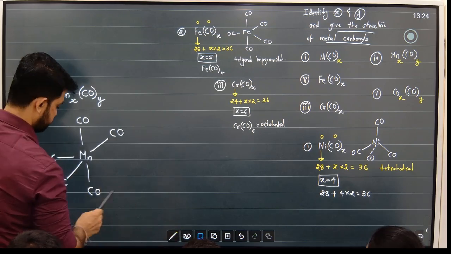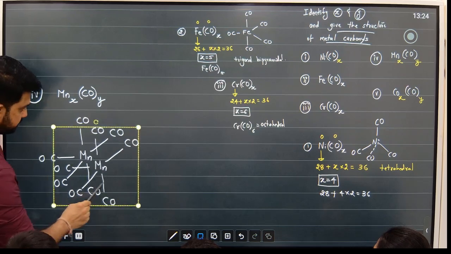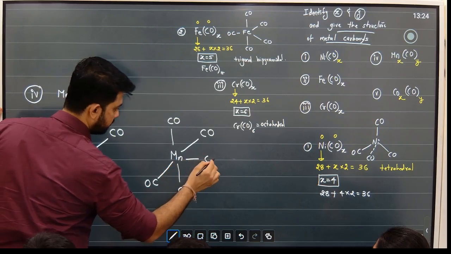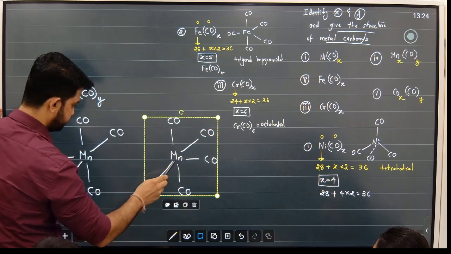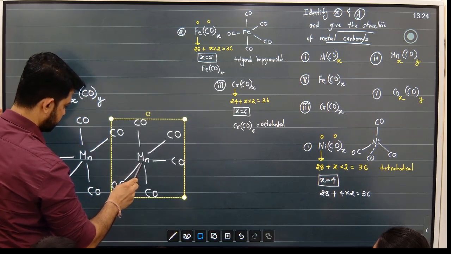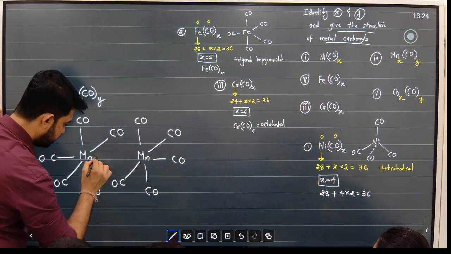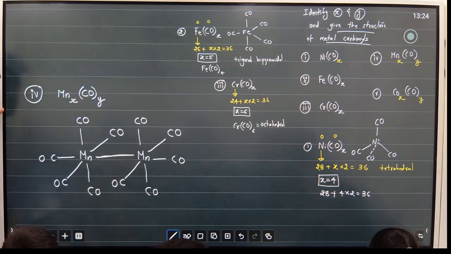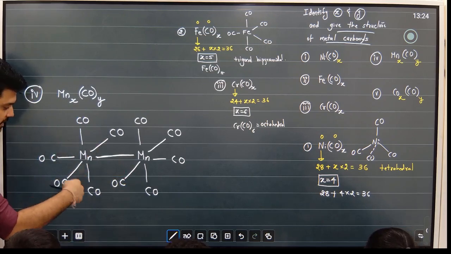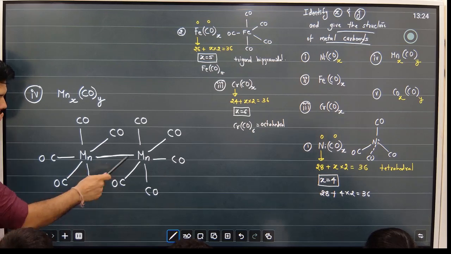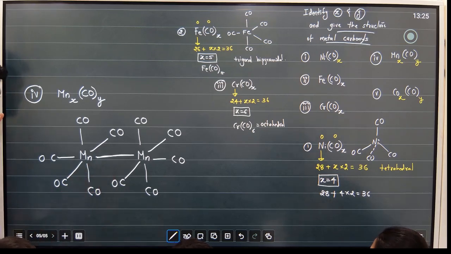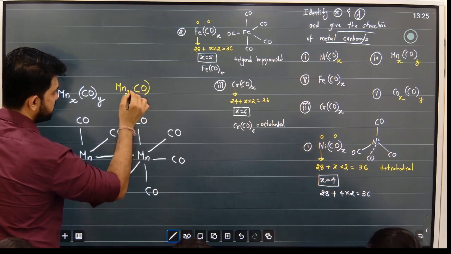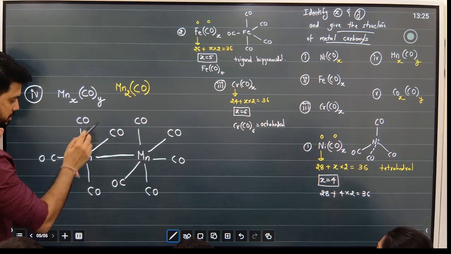What do we do? We repeat this configuration. And there's a bond between the metal and metal. So with the 5 ligands it was 35. Sharing 1 electron with the other Mn, that becomes 36. In short, what is X over here? This becomes Mn2(CO)10.